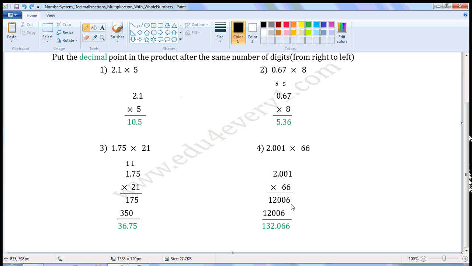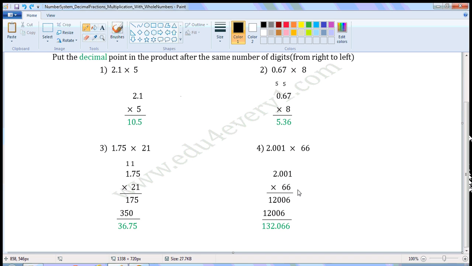Add these numbers. There is 6 here. Write 6 here. 0 plus 6 is 6. Write 6 here. 0 plus 0 is 0. Write 0 here. 2 plus 0 is 2, write 2 here. 1 plus 2 is 3, write 3 here. There is 1 here, write 1 here.